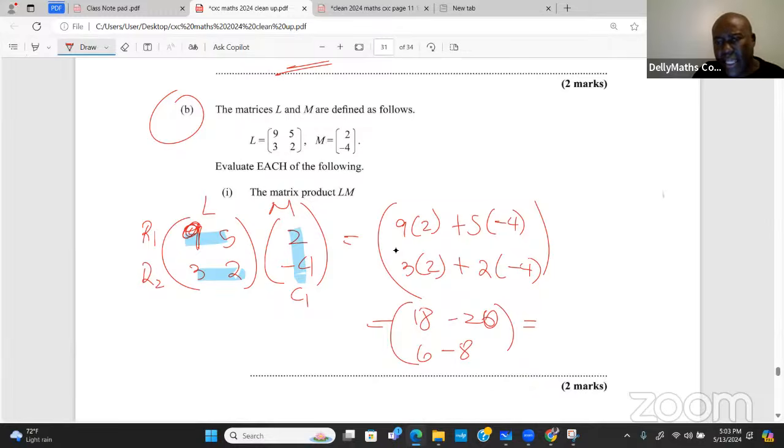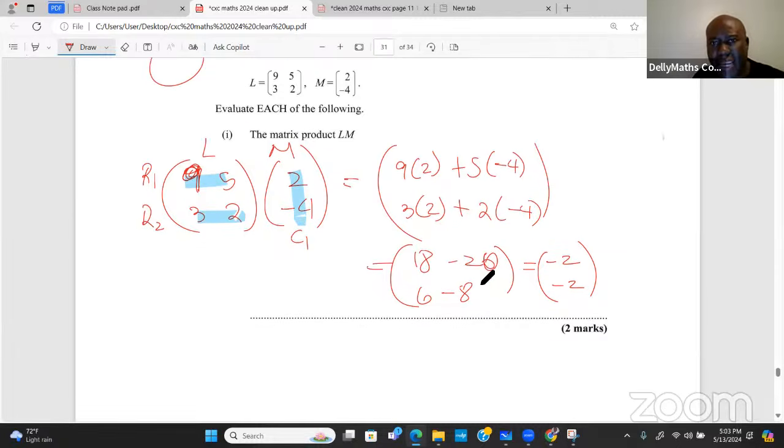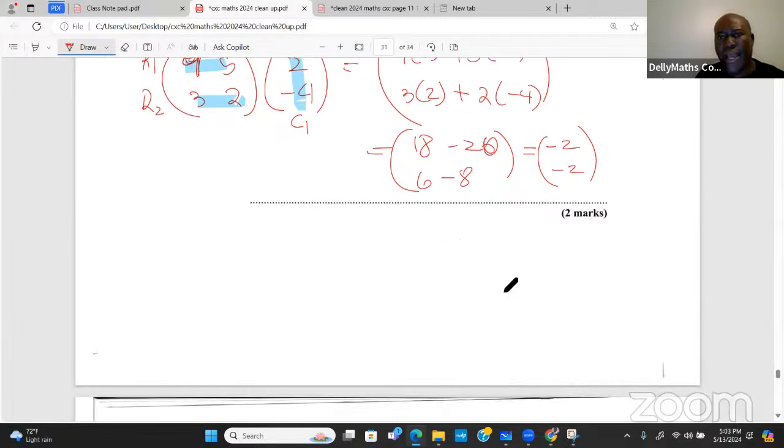What are we looking at? 18 minus 20 is -2. 6 minus 8 is -2. Right? So we're looking at -2, -2. All right. We're good right there. So we're looking at -2, -2 right there.